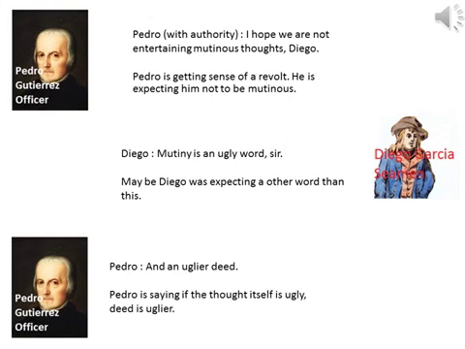Pedro senses something and speaks with authority. I hope we are not entertaining mutinous thoughts, Diago. So he says that revolt-like thoughts should not be entertained. That's what Pedro is saying to Diago. Diago says, mutiny is an ugly word, sir. Then Pedro says, and an uglier deed. So if you do it, it's a bad deed also. So don't do that. It is a kind of warning he is trying to give to Diago.